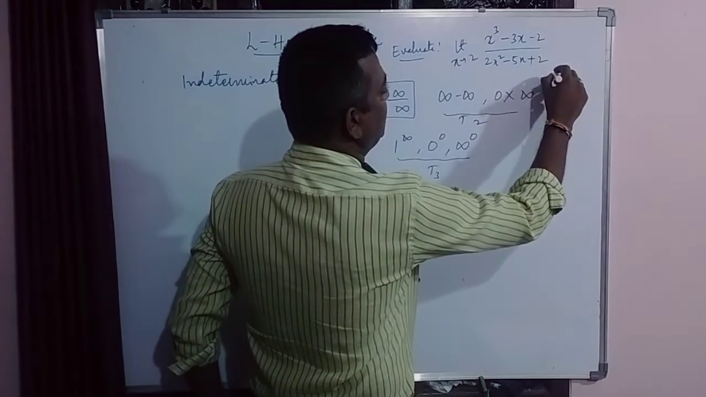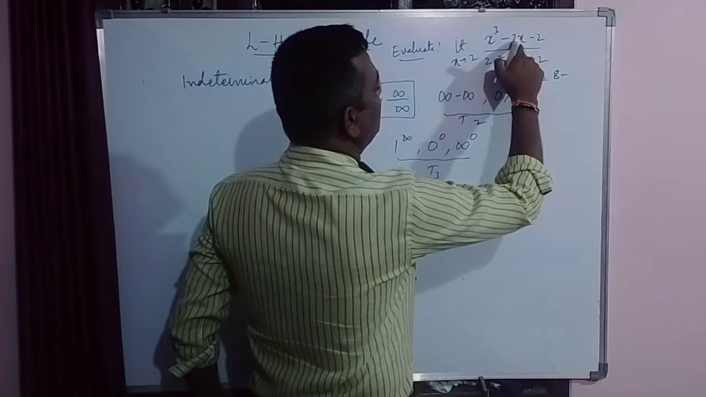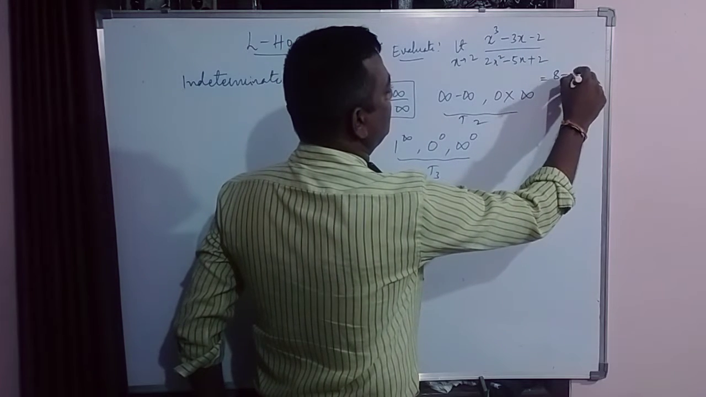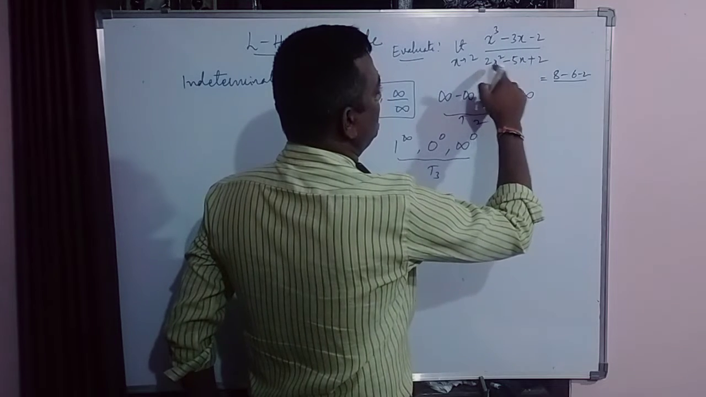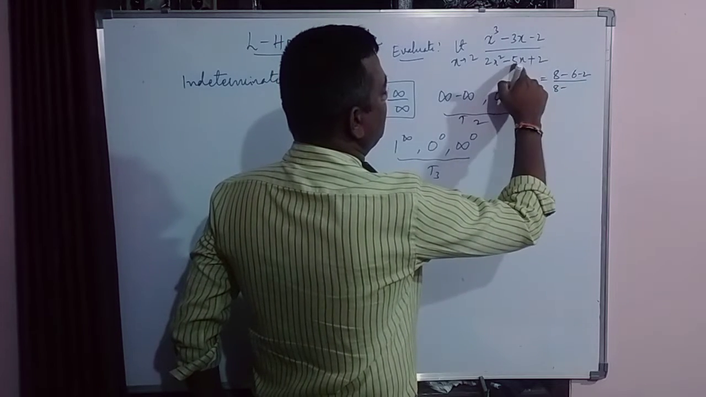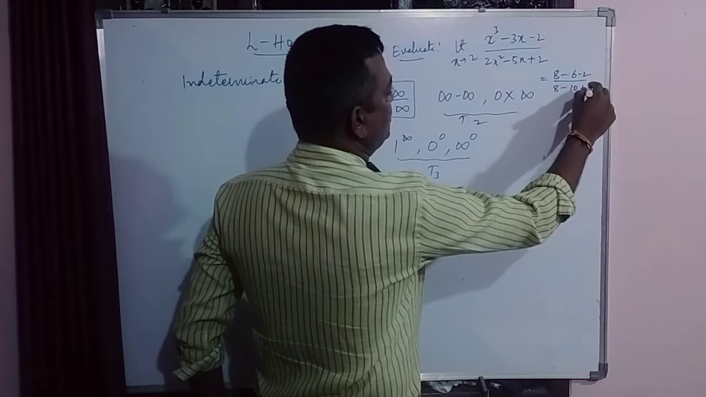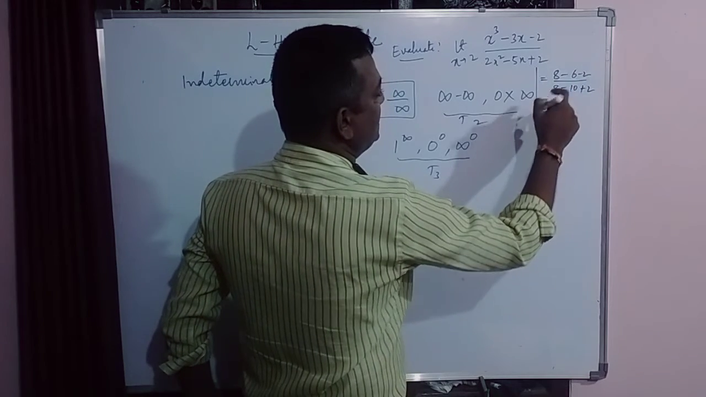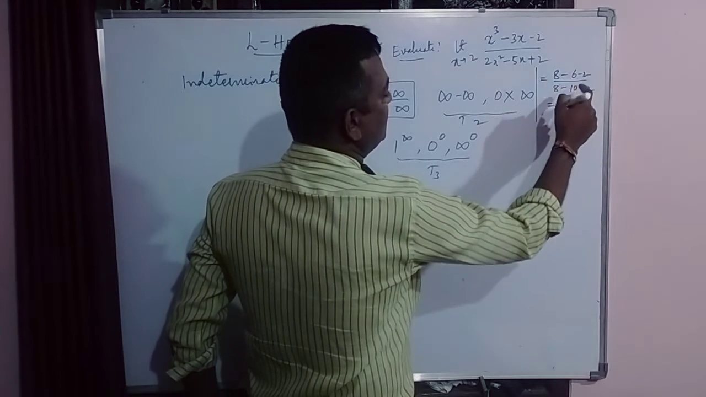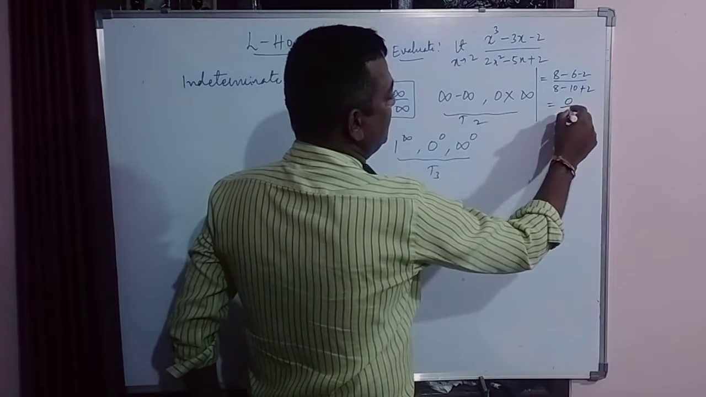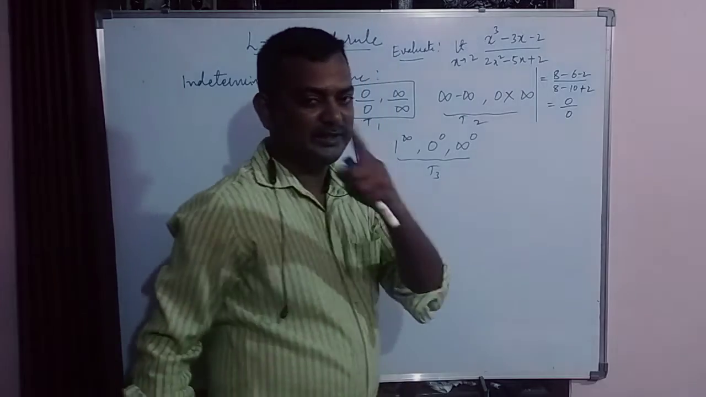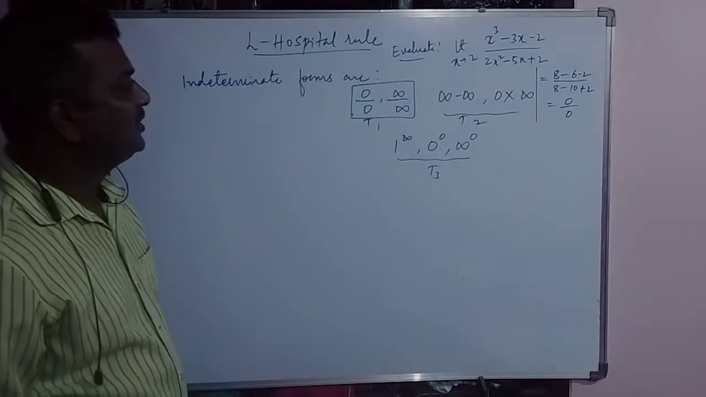2 cube is 8 minus 3 2s are 6 minus 2, divided by 2 square, 4 2s are 8 minus 5 2s are 10 plus 2. Look at here, students, 8 minus 6 minus 2 is 0. So 8 plus 2, 10 minus 10 is 0. So 0 by 0 is an indeterminate form.